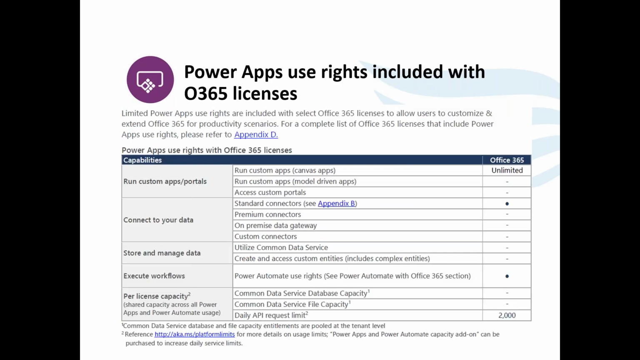What are the use rights that come with PowerApps when you have an Office 365 subscription, one of those subscriptions we just looked at, one of the seeded ones? Okay, here's what you have. You can run custom apps, which are Canvas apps, but not model-driven apps, and no custom portals. You have standard connectors, but not premium, no on-premises gateway, no custom connectors, no utilization of the Common Data Service. You have some rights of using Power Automate within the context of the Power App application. You can use it within that constricted PowerApps environment, but not outside it. No Common Data Service capabilities, and an API request limit of 2,000 per day.